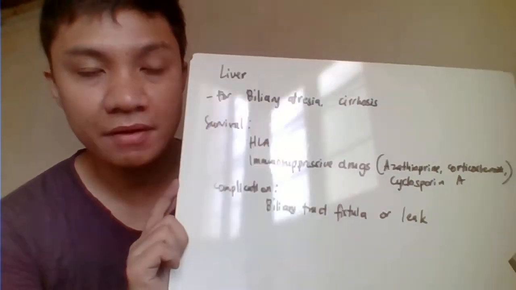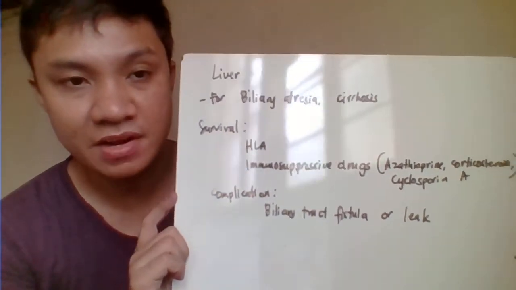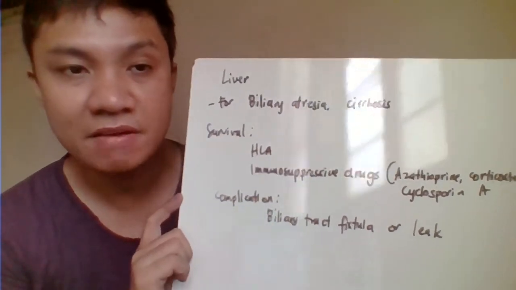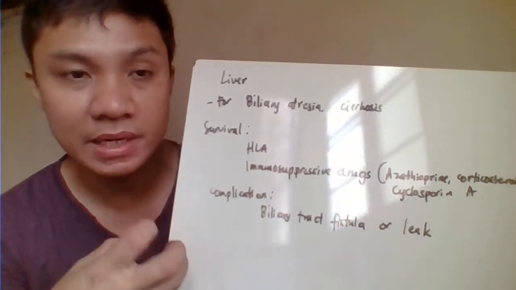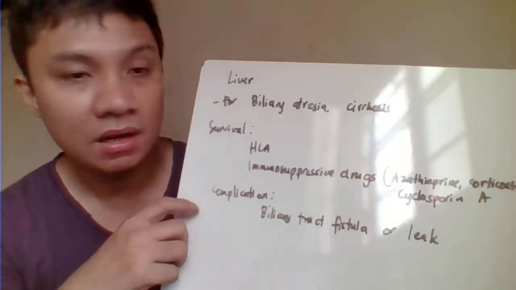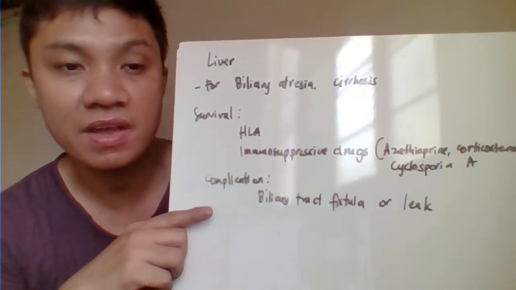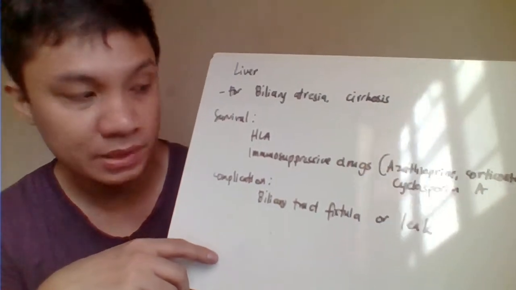Okay, the next one we have is the liver transplantation. When you are transplanting the liver, not the entire liver is given to the recipient, but rather only part of it, or just hepatocytes, and you let it grow. This is for the treatment of congenital biliary atresia or for patients having liver cirrhosis.